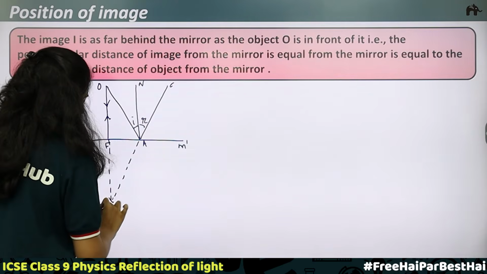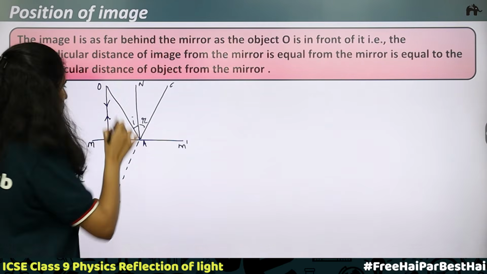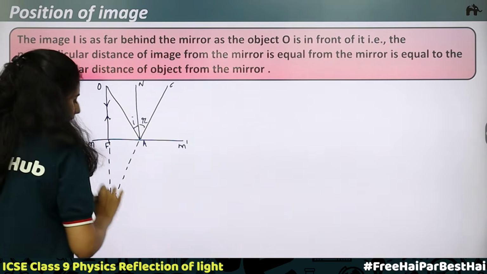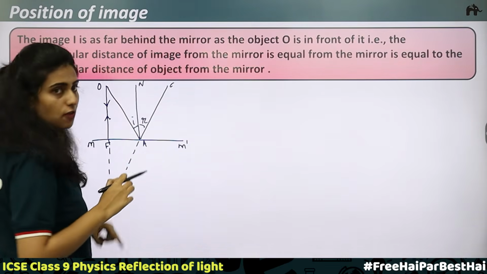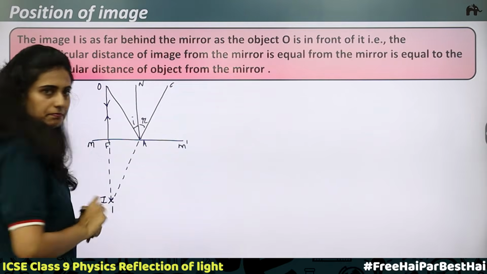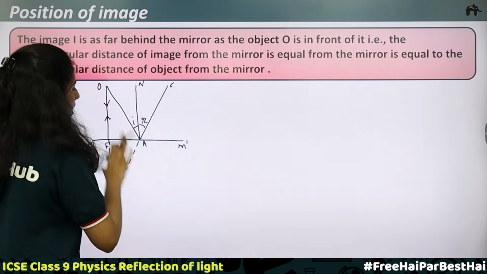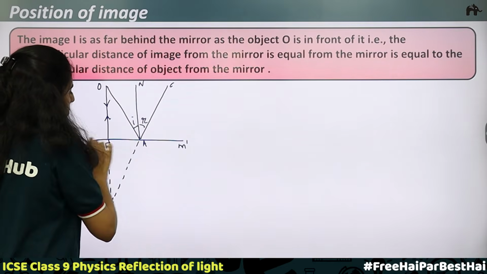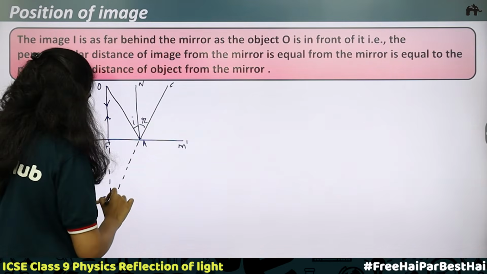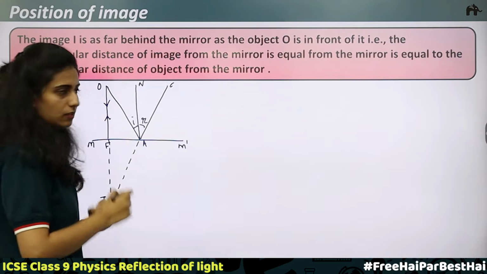Okay, I am getting a point here which I am naming as I. So, O is the object and I is the image. The virtual image of the object is formed at I. Now, we are going to show that the perpendicular distance from the object to the mirror is equal to the perpendicular distance of the image from the mirror. We are going to prove it.